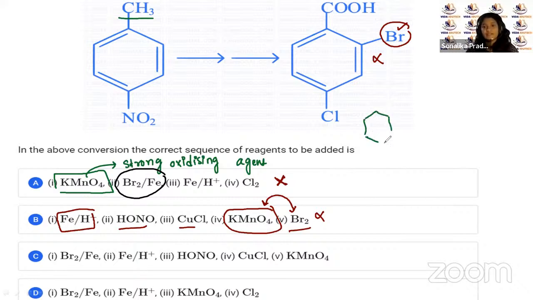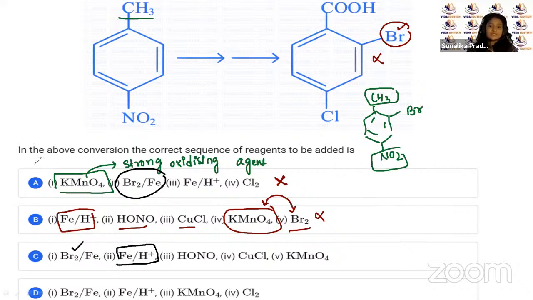If we are having CH3, NO2, you are giving Br2 and Fe. So with respect to this, it is going to go in meta position, and with respect to this, it is going in ortho position, which is nothing but here. So here you are going to get bromine. Yes, so the first reagent is done.